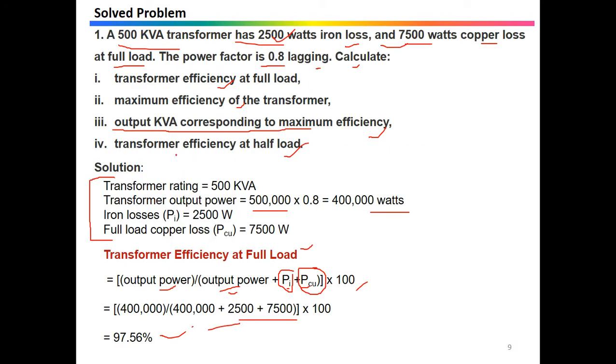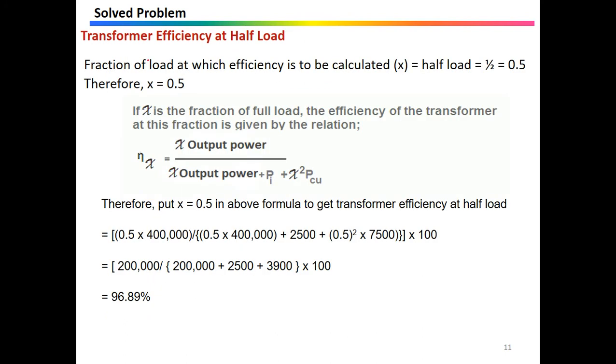And fourth, we have to calculate the transformer efficiency at half load. The transformer efficiency at half load will be considered using this formulation. The fraction of load at which efficiency is to be calculated is half, that means 0.5. So if x or zeta is the fraction of the full load, the efficiency of the transformer at this fraction is given by this relation.